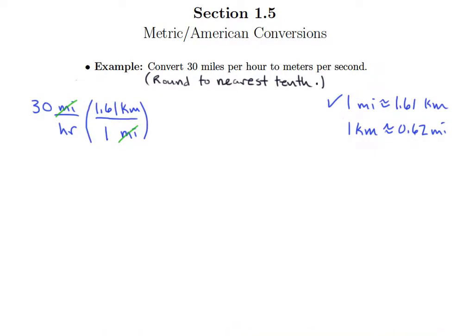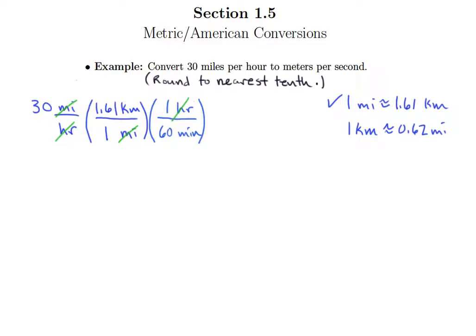So our hours can be converted into minutes by noting that 1 hour is the same as 60 minutes. All right, we've done this little trick before. So cancel out our hours.